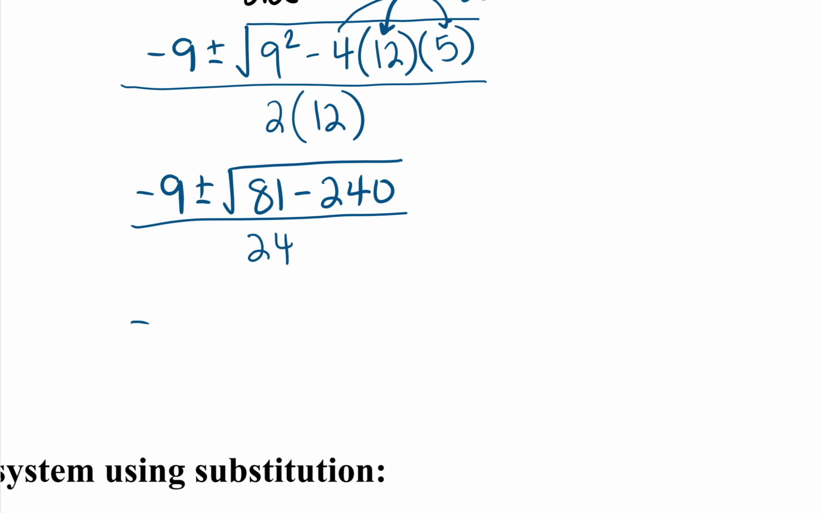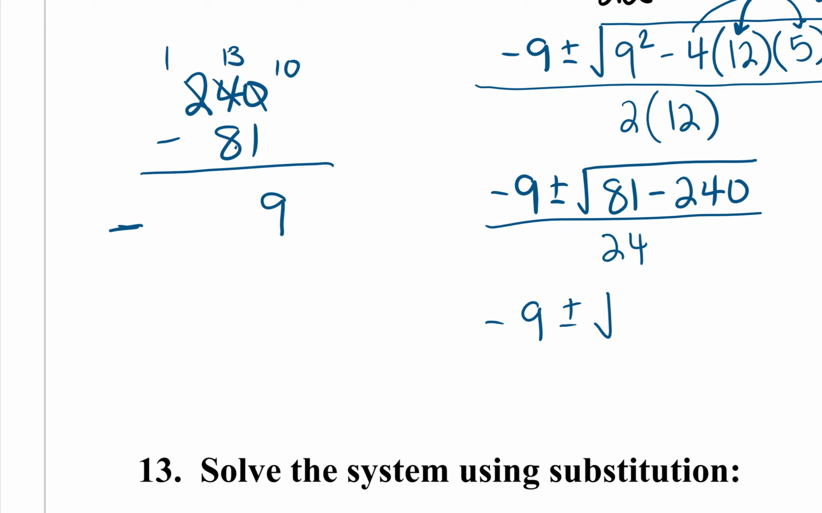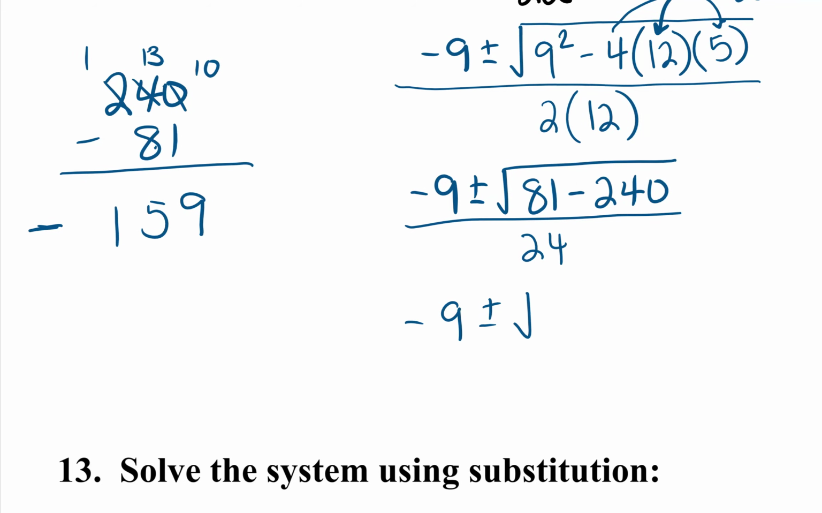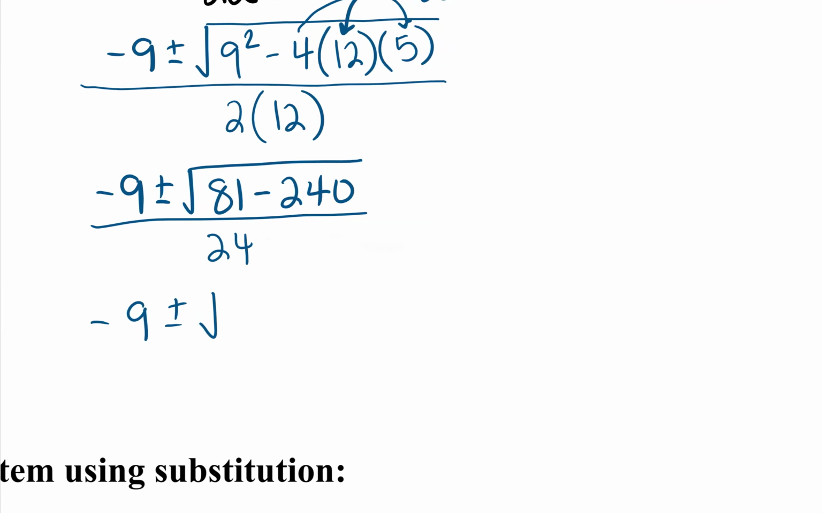Alright, now I do negative 9 plus minus square root of 81 minus 240. So I'm going to flip them. If I know it's going to be negative, I just flip the order and make my answer negative. So 1 from 10 is 9. 8 from 13 is 5, and the 1 just comes down. So negative 159. No, go back.